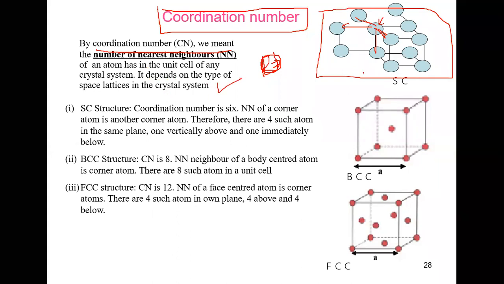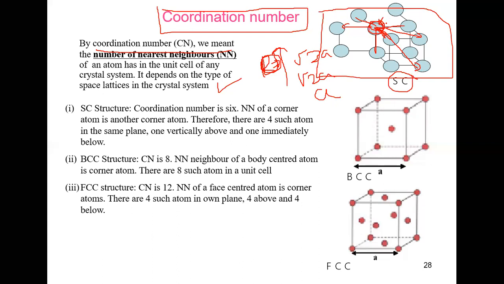For example, for simple cubic, at first you should find out the nearest neighbor distance. If you locate yourself over here, atoms are located at a distance a, and also at a distance root 2a, and also at a distance root 3a, and also at larger distances. But there is no atom located at a distance less than a. So a is the nearest neighbor distance in the case of the simple cubic crystal structure.